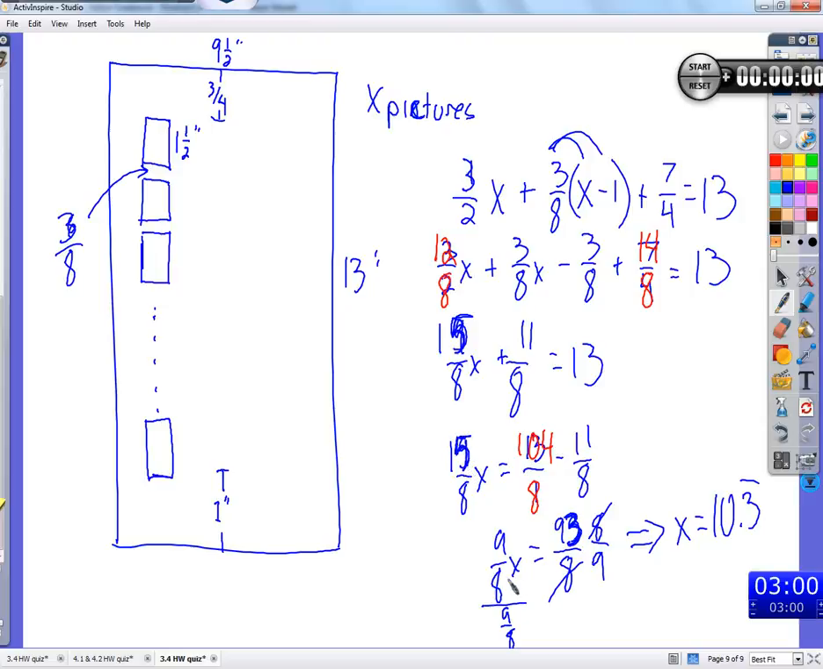How easy this is to fix. Just keep carrying it down. 15 should be 15, 8 over 15. So not 93 divided by 9, but 93 divided by 15. 6.2.